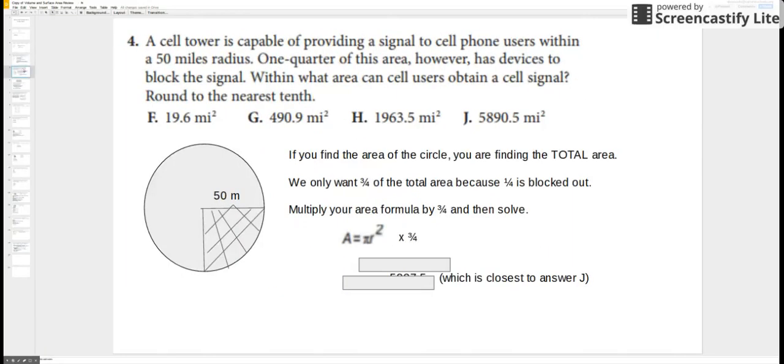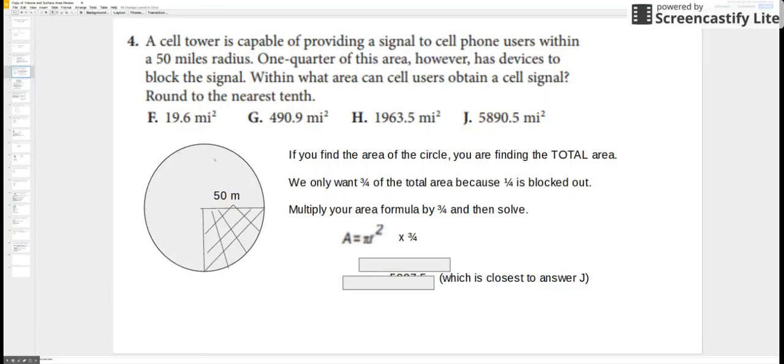Number 4, a cell tower is capable of providing a signal to cell phone users within a 50-mile radius. 1/4 of this area, however, has devices to block the signal. Within that area, what area can cell users obtain a cell signal? Round to the nearest tenth.